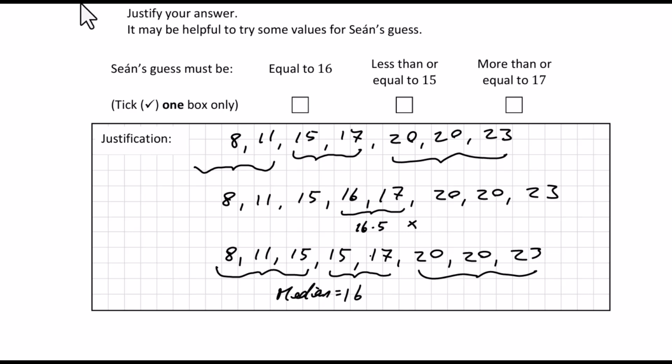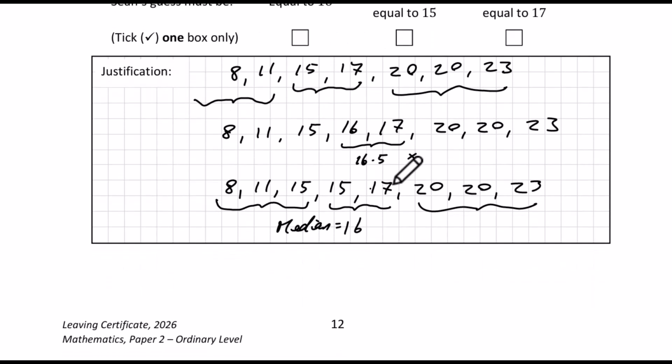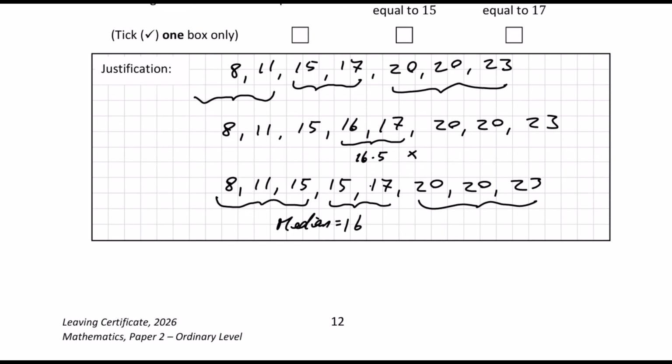So what if we put in a number less than 15? So let me just, I'm going to have to go outside the box here. Don't do this in the exam. So you have, let's say we'll try 14 for example. 8, 11, 14, 15, 17, 20, 20, and 23.